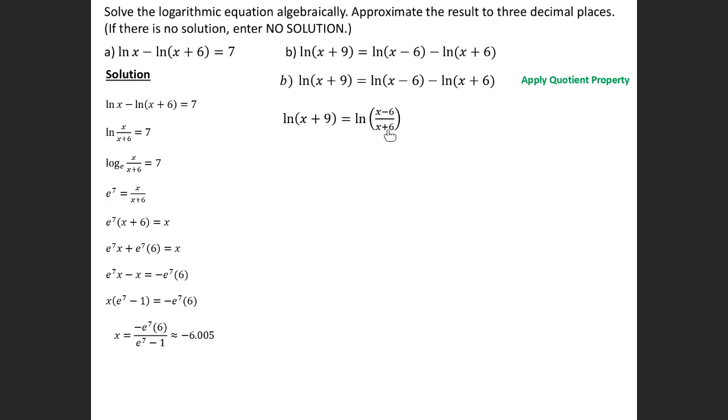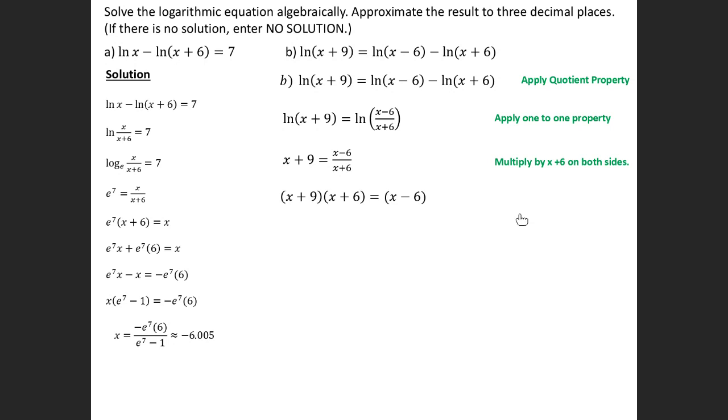Now what we can do is use our one-to-one property. We see that we have two logs on both sides of the equation. We have the natural log of x plus 9 is equal to the natural log of x minus 6 divided by x plus 6. For these two logs to be the same, the inputs have to be the same. So I can apply my one-to-one property, and it says x plus 9 must be equal to x minus 6 over x plus 6. Again, we're going to solve pretty much the same way that we did the one before. We're going to multiply x plus 6 on both sides to try to combine the x's together.